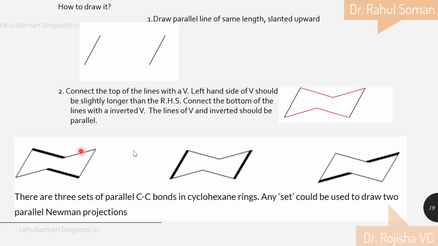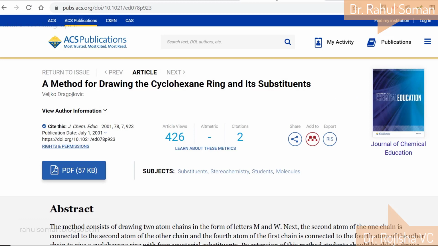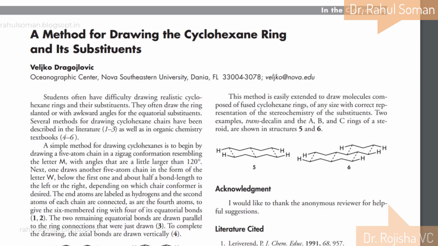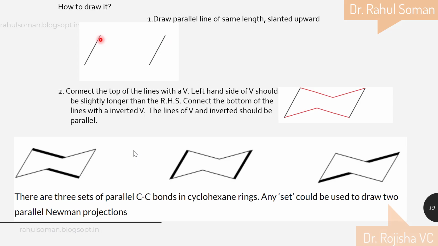Actually, drawing cyclohexane is a universal problem. Students face this problem universally. So the American Chemical Society has already published a paper on this, giving guidelines on how to draw it. They have described many ways to draw it. They say we can keep four dots, with one up and one down, like that. Another method is this one, which is relatively easy.